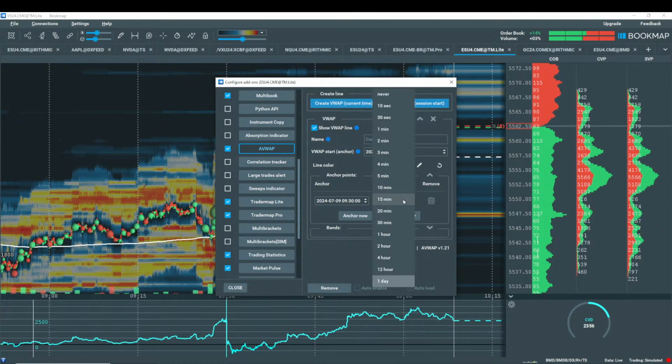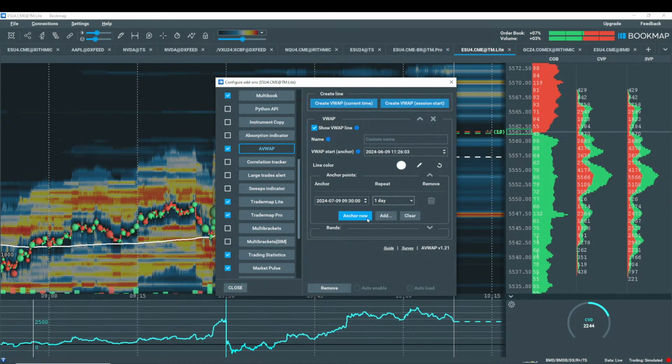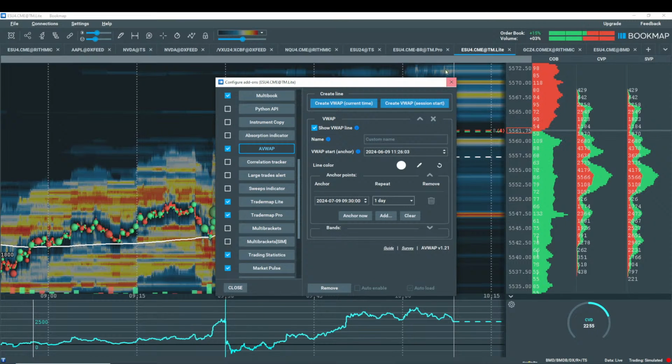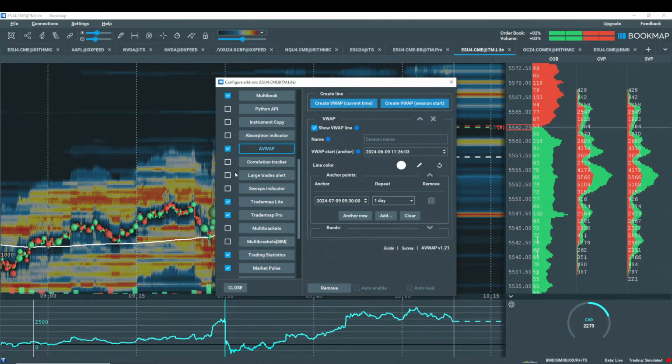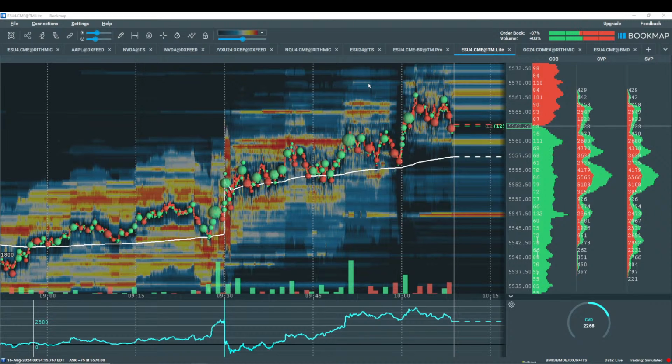So you can have it reset every 15 minutes or whatever you like, and just add an anchor point and put in the time that you want it to reset on your machine, and have it repeat daily, and you're good to go. Just keep your VWAP open, and that's it. All right, so good to go.